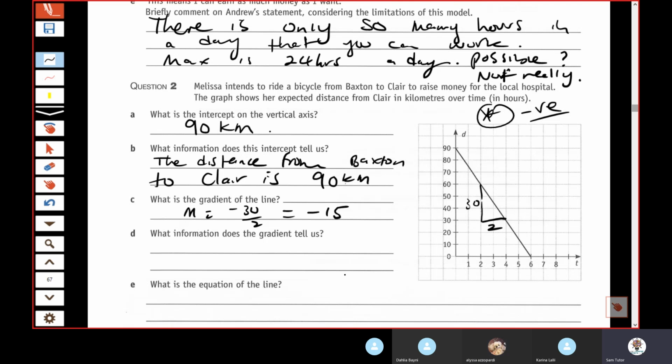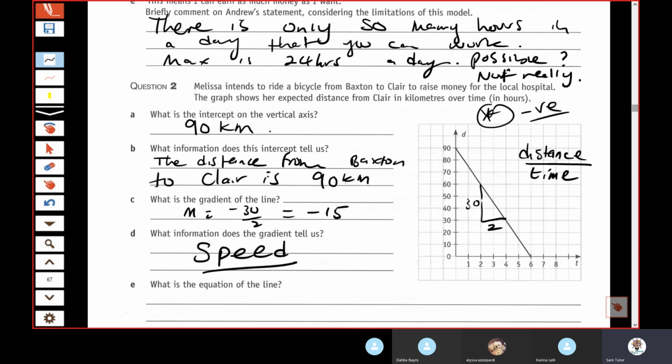What information does the gradient tell us? Well, a bit of a tricky one. The gradient is rise over run. Yeah, but what is your rise in terms of? Your rise is in terms of distance. So you've got distance over run. What's your run in terms of? Does this ring a bell? Distance over time. Oh, yeah. What is that equal to? Speed.